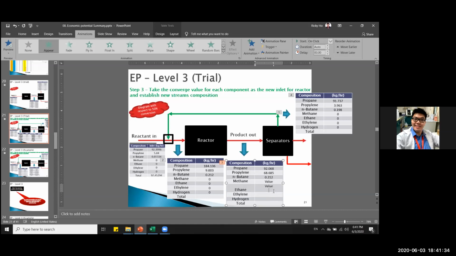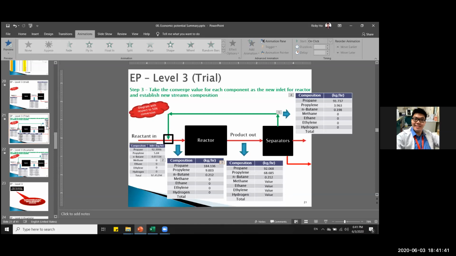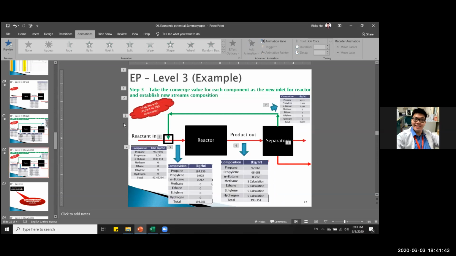We cannot do this by using the Excel iteration. So for you to be able to find the value of your side product, you need to do again your selectivity calculation as how you did it in the EP level 2. Since you already got propane, propylene, and N-butane, the other side product, you should be able to get it. And then after you got it, again, perform the mass balance. In the reactor, out the reactor, make sure they are the same.